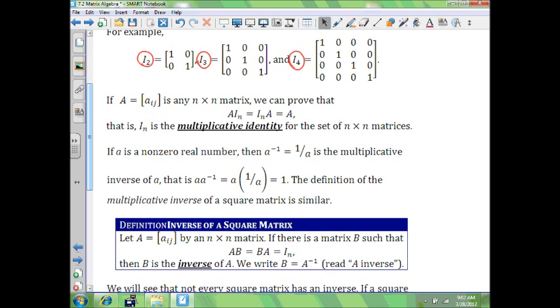Now, if A is a non-zero real number, then A inverse is equal to 1 over A. That's a multiplicative inverse of A. That is, A times A inverse equals A times 1 over A, which is equal to 1.